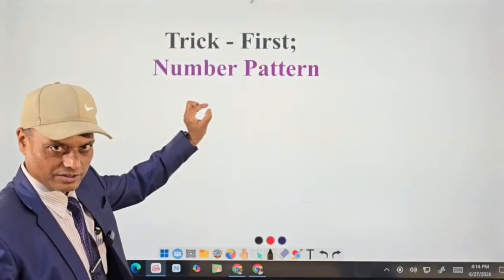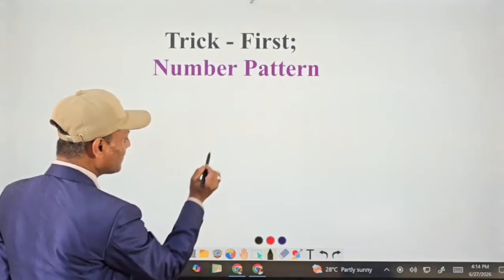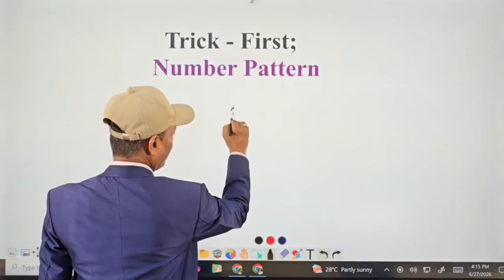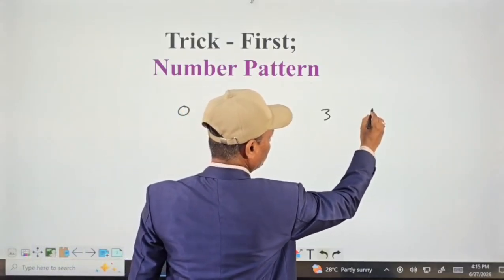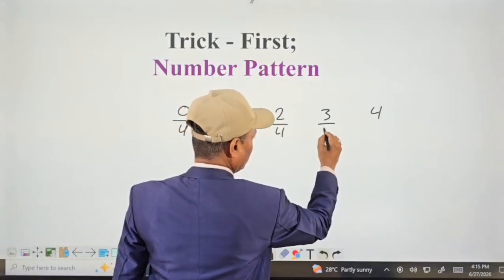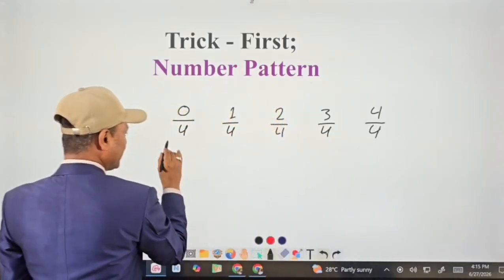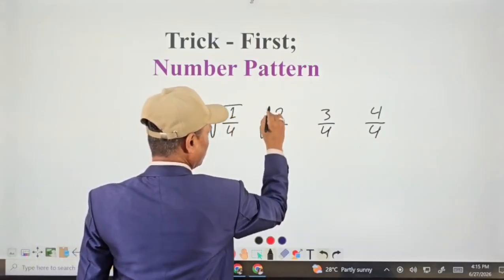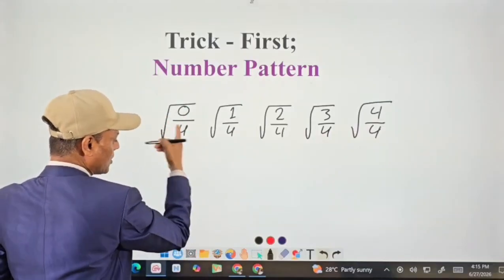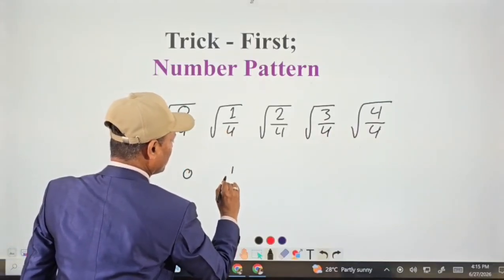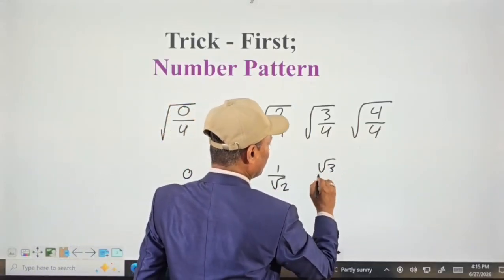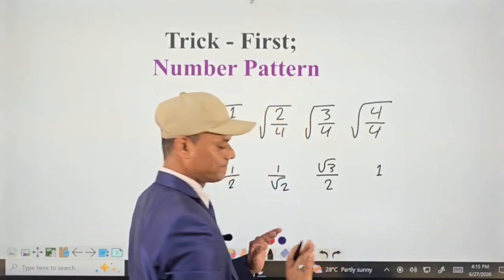Trick first is number pattern. In the number pattern, first of all, you have to write from 0 to 4 like 0, 1, 2, 3 and 4. Divide all by 4 and take the square roots of all. And the simplification of that part is 0, here 1 by 2, here 1 by root 2, here root 3 by 2 and here 1, right?